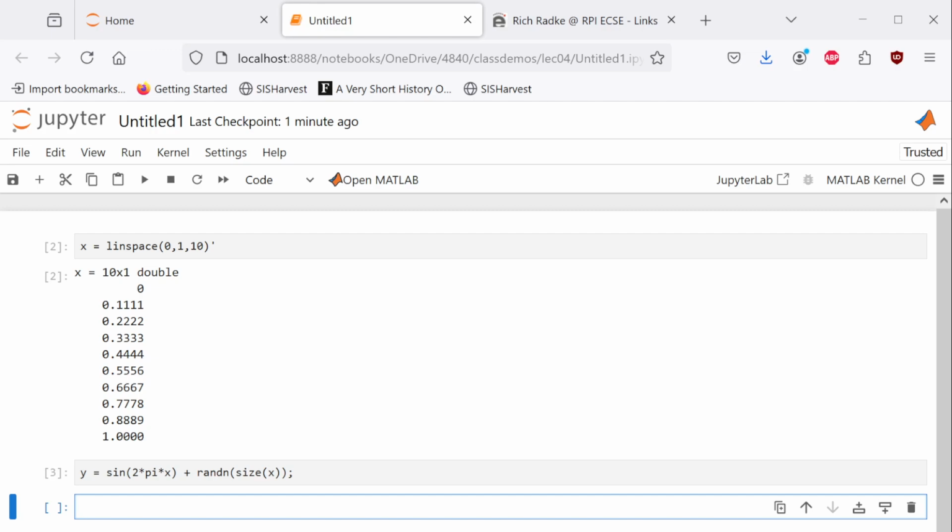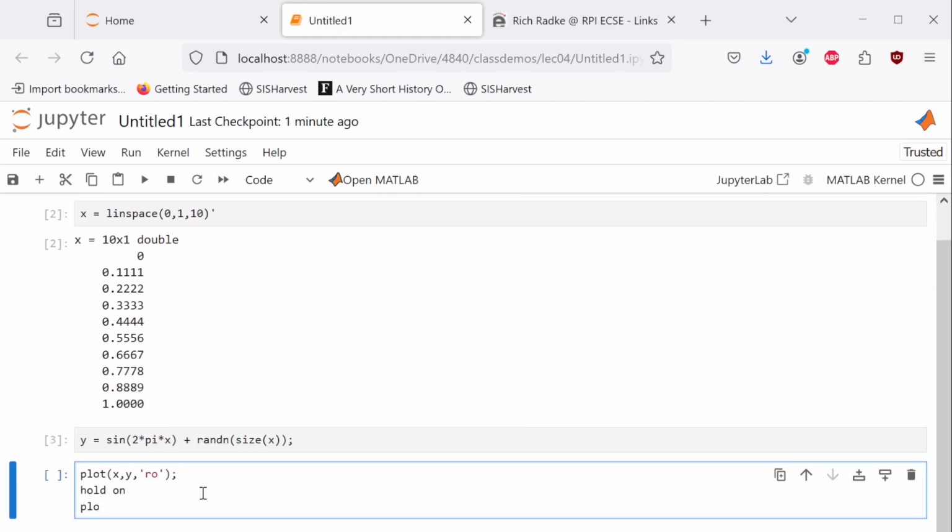And now I'm going to plot x and y. I'm going to plot also, I'm going to call y true the actual underlying model, and I'm going to plot x, y true in green.